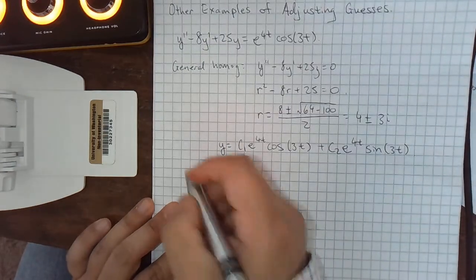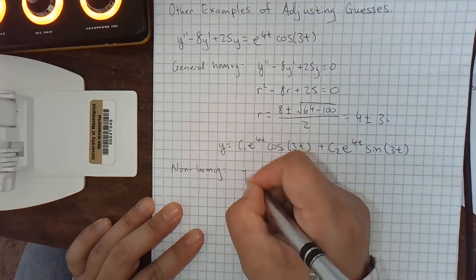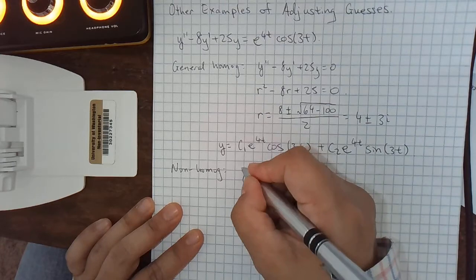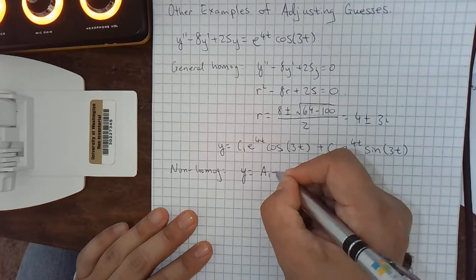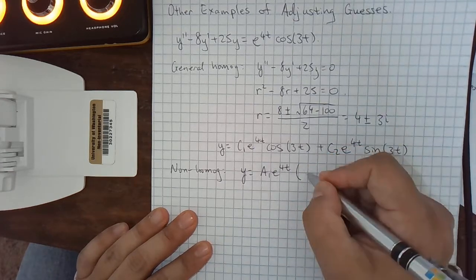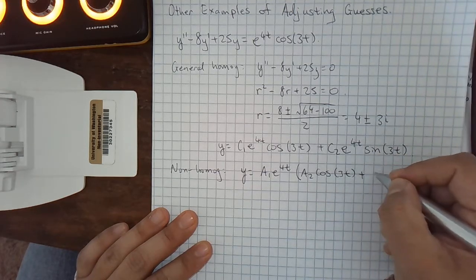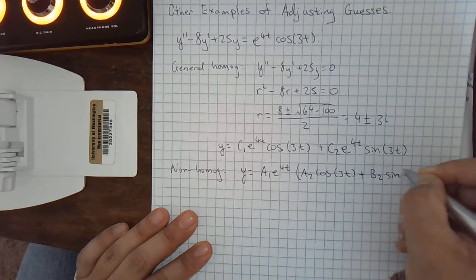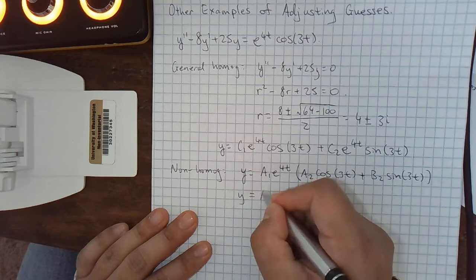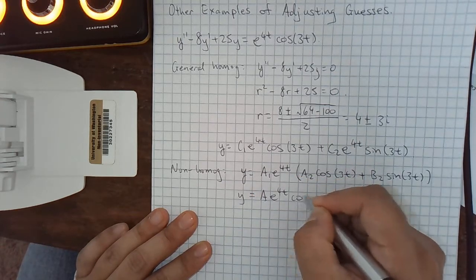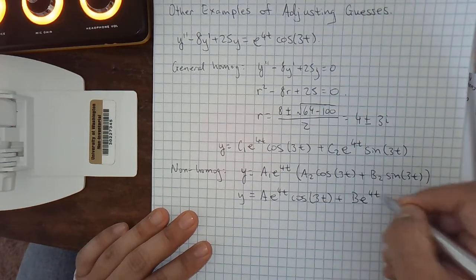Okay, then we look at the non-homogeneous one. We need a particular solution. So we make a guess. y equals, I have an exponential times a trigonometric function. So that's going to be a1 e to the 4t times a2 cosine 3t plus b2 sine of 3t. Once we expand it out, we're actually only going to have two coefficients. So this is going to be a e to the 4t cosine 3t plus b e to the 4t sine of 3t.